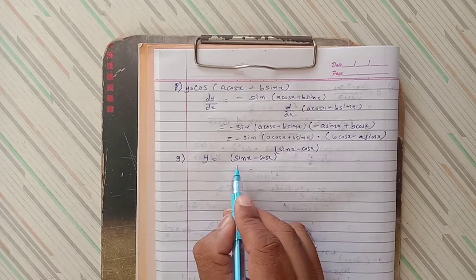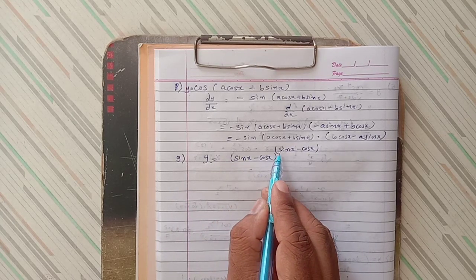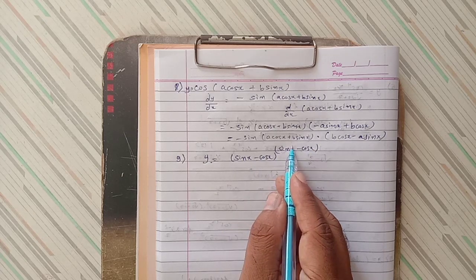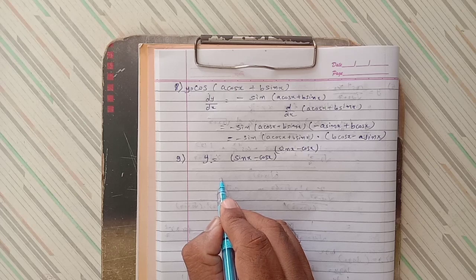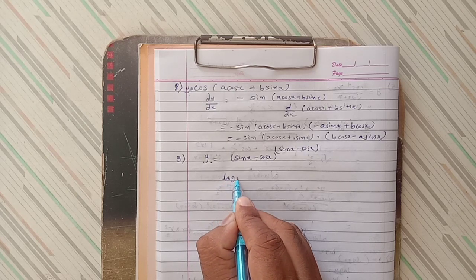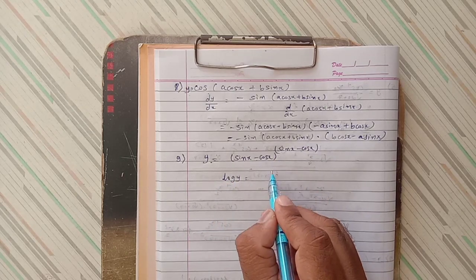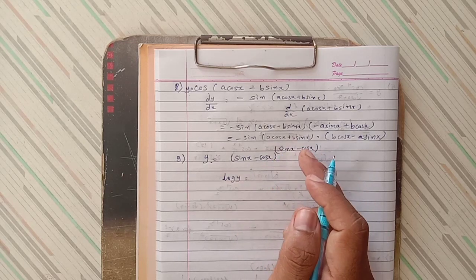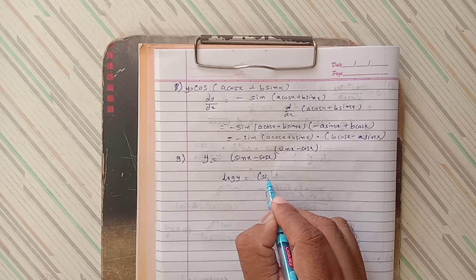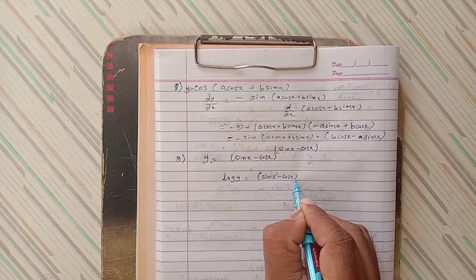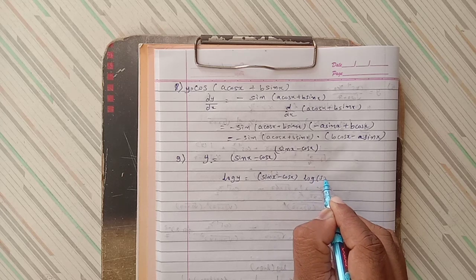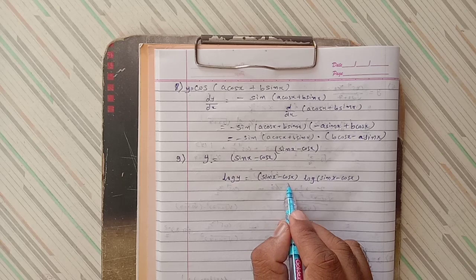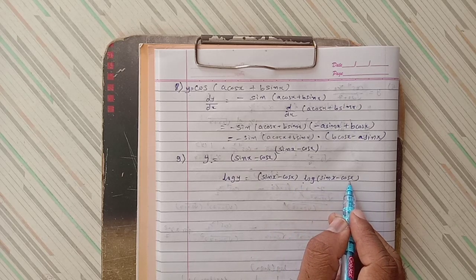Ninth question, we have (sin x − cos x) raised to (sin x − cos x). Here function raised to function is given, so we apply logarithmic differentiation. For that we take the log both sides, and log y equals log of (sin x − cos x) raised to (sin x − cos x). So the power will come in front, and it will be written as (sin x − cos x) log (sin x − cos x).